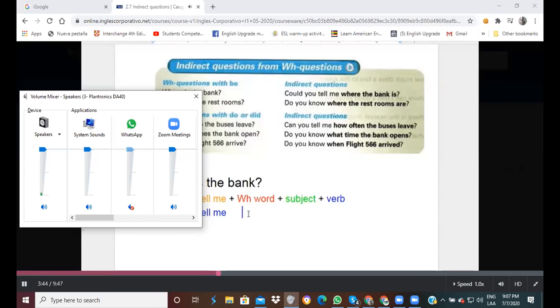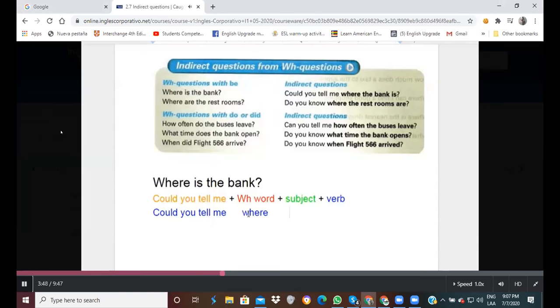So, could you tell me, and in this case I will ask where. This is going to be followed by the subject, in this case the bank. Where the bank. And then finally we're going to include the verb. So in this case, could you tell me where the bank is?